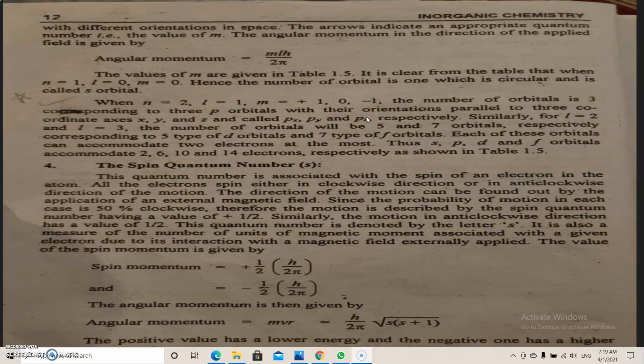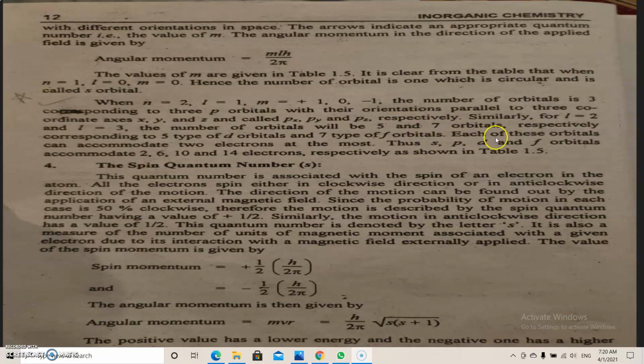Now students, if you analyze the position of an electron in space, like in an atom, the electron can have 3 dimensions. It can be on the x-axis, on the y-axis and on the z-axis. So if it is in the p orbital, it can possibly be oriented in these axes like px, py and pz. Similarly, if the azimuthal quantum number l is equal to 2 and l is equal to 3, the number of orbitals will be 5 and 7 respectively.